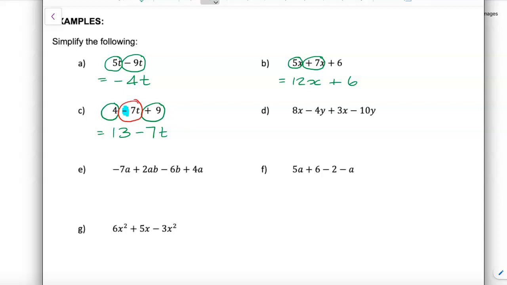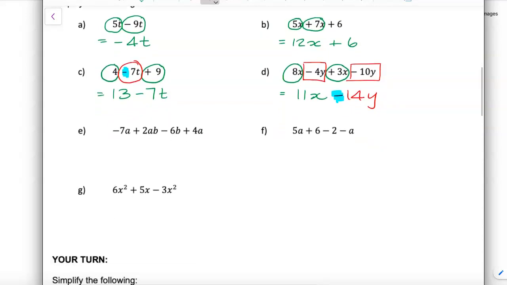In part D, I've got 8x subtract 4y plus 3x take 10y. So first I'm going to deal with the x terms. I've got positive 8x plus 3x. That gives me 11x's. And then I have negative 4y subtract 10 more y's. So that will be negative 14y. And knowing that's a negative 14y, that means that we're going to end up with a subtraction sign between those two terms.